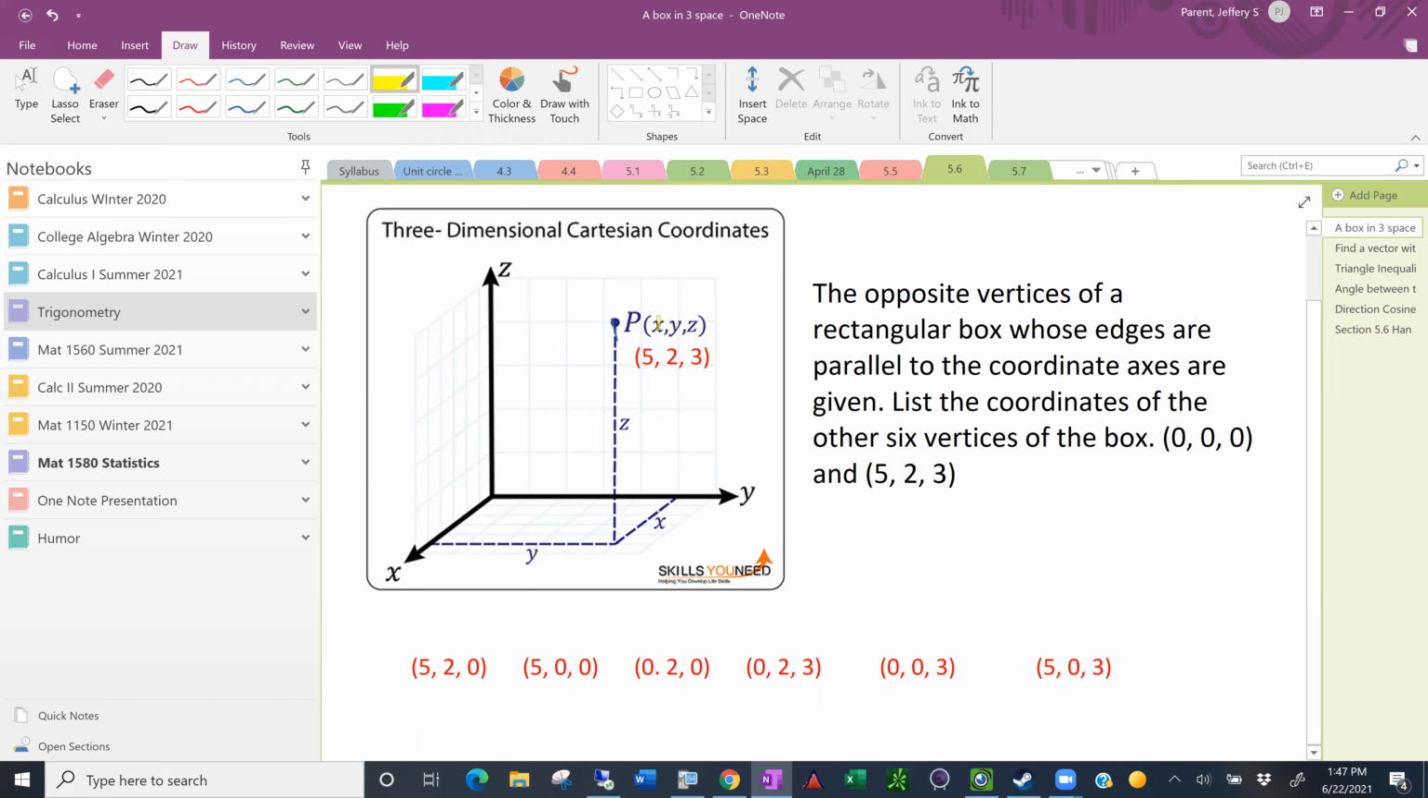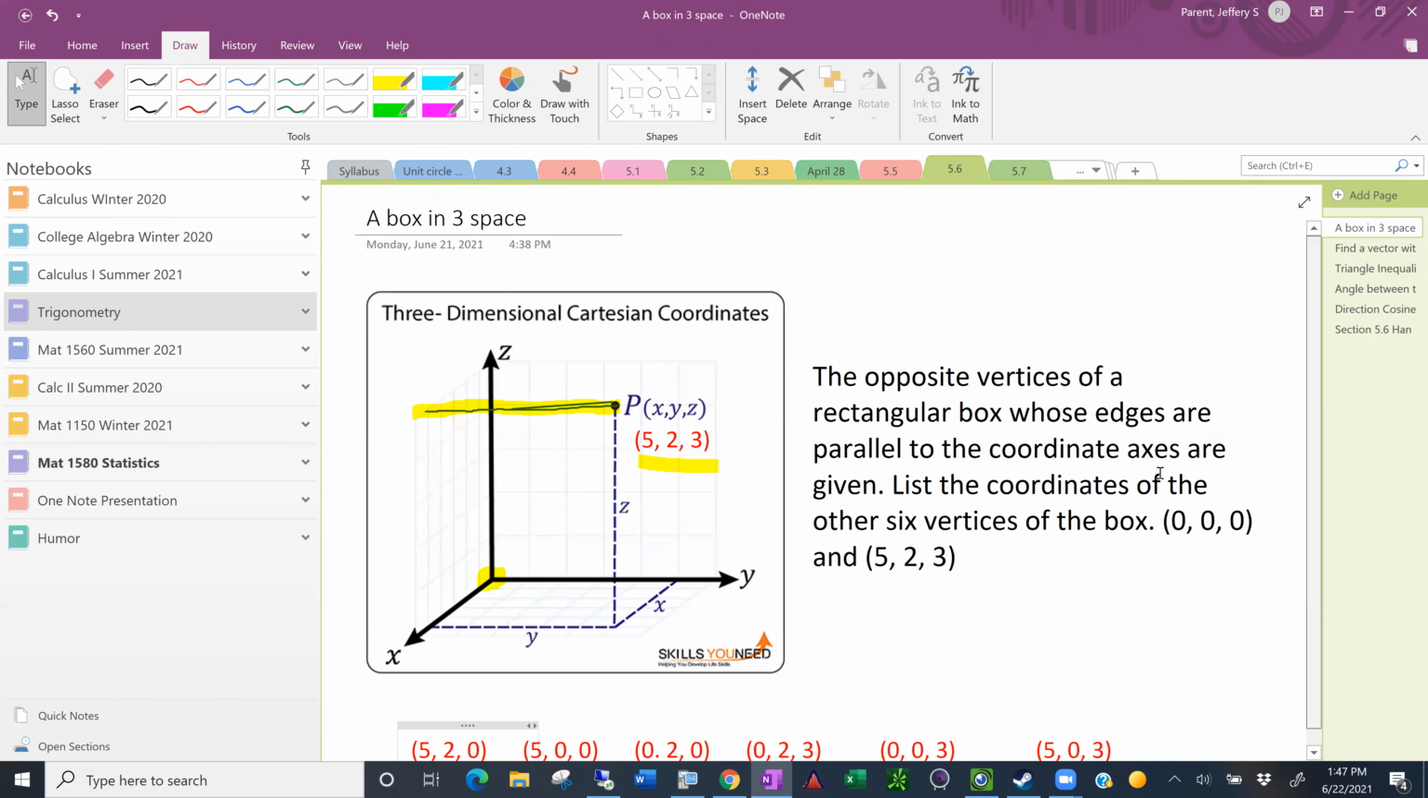So for instance, if I drop straight down from this point 5, 2, 3 down to the xy plane, then I'm making the z coordinate equal to 0. So in other words, I'll still be at 5 and 2, with z equal to 0. That would be this point right here on the base of my drawing, 5, 2, 0.